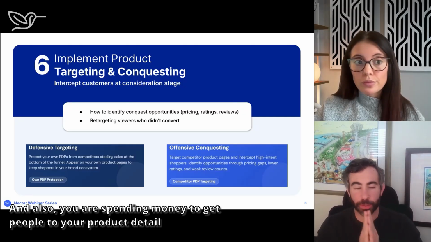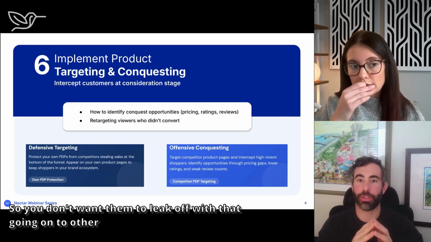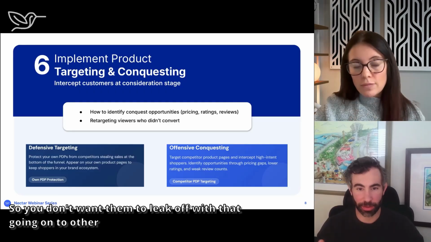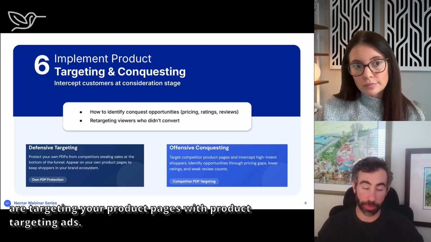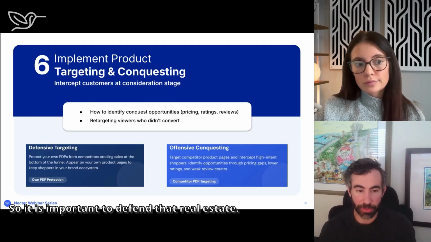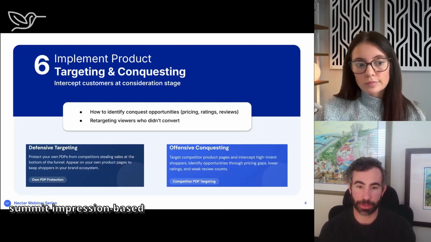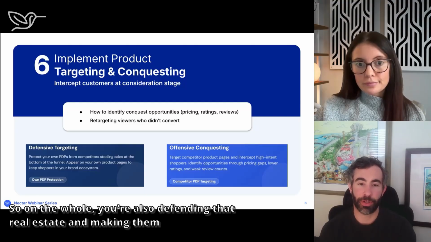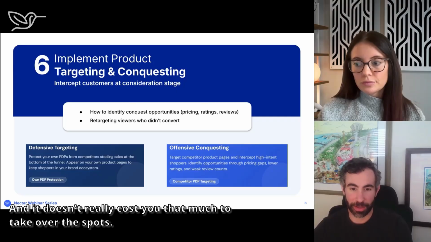Yeah, and also, you are spending money to get people to your product detail pages, so you don't want them to leak off to other competitors' pages who are targeting your product pages with product targeting ads. So it is important to defend that real estate. The CPCs for that real estate are also cheaper. And keep in mind that you're not getting charged unless they clicked. It's not an impression-based cost model. So on the whole, you're also defending that real estate and making them stay on your pages, and it doesn't really cost you that much to take over the spots.